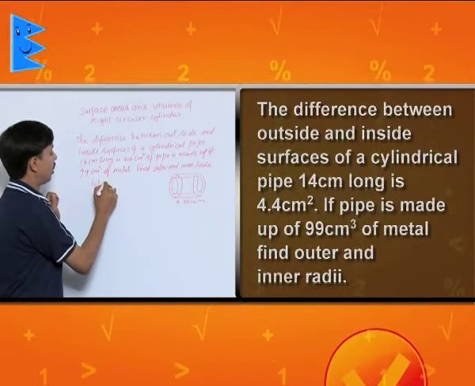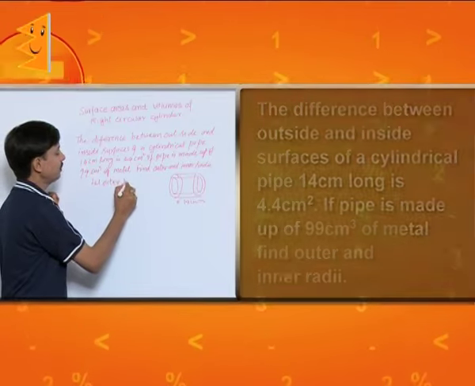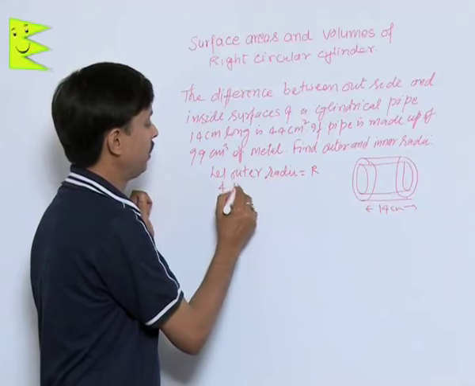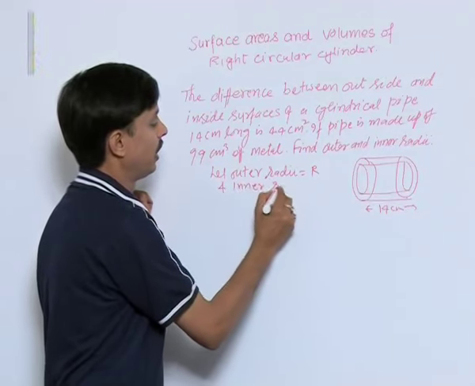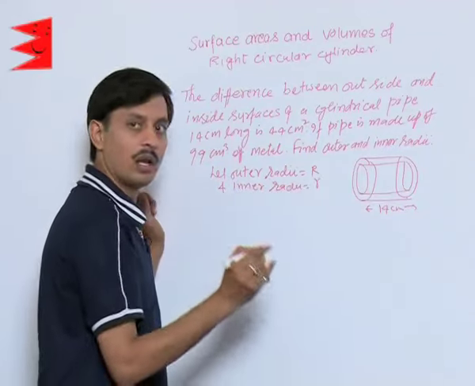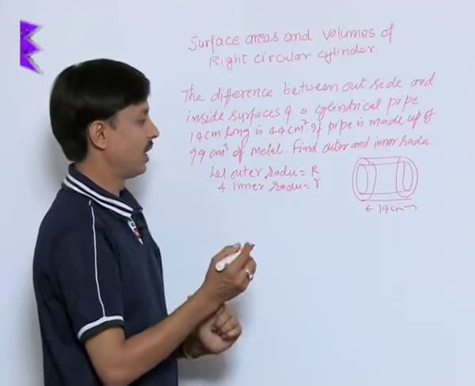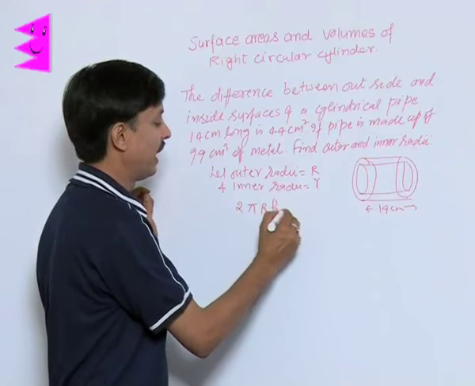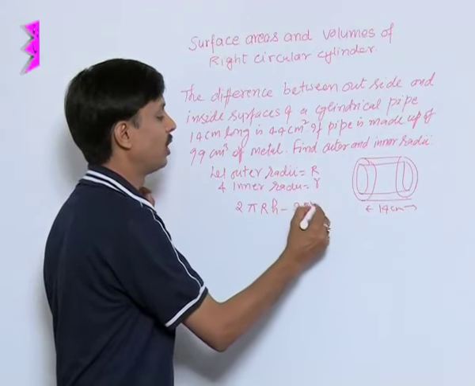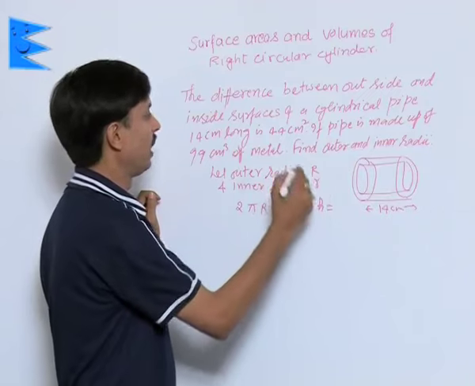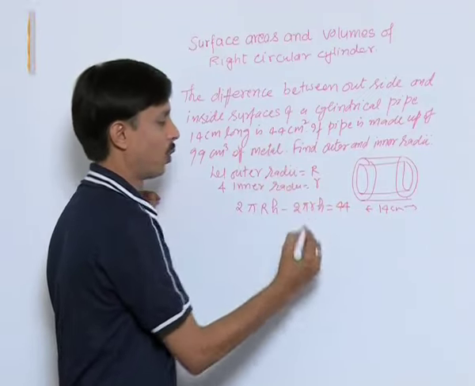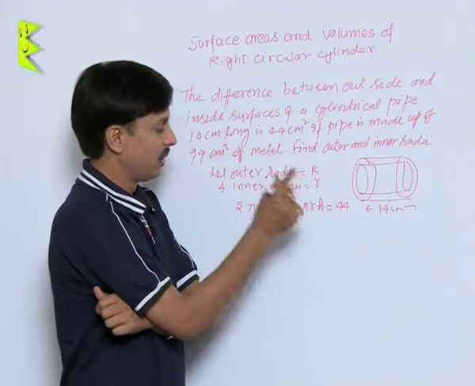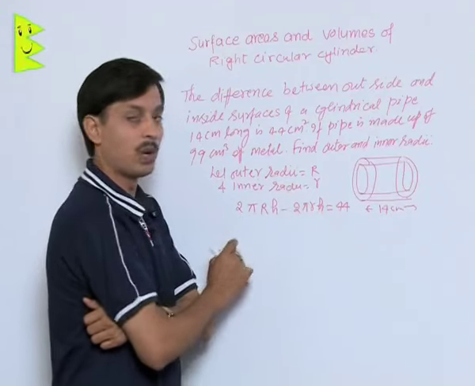Let the outer radius be capital R and the inner radius be small r. Now the question is that the difference of the surfaces, 2 pi R H minus 2 pi r h, is given as 44 centimeter square. This is the outer curved surface area, this is the inner, and their difference is 44.